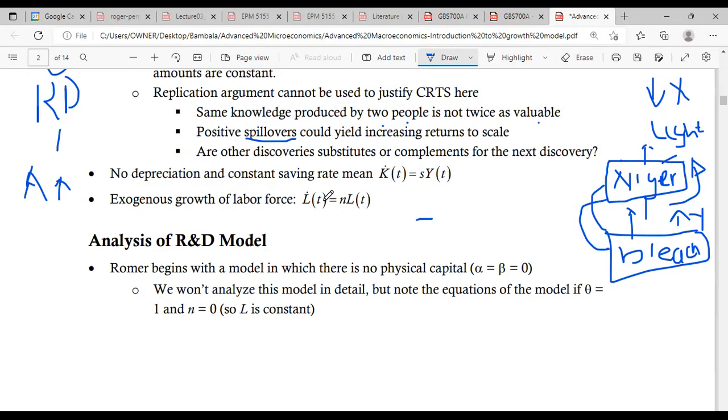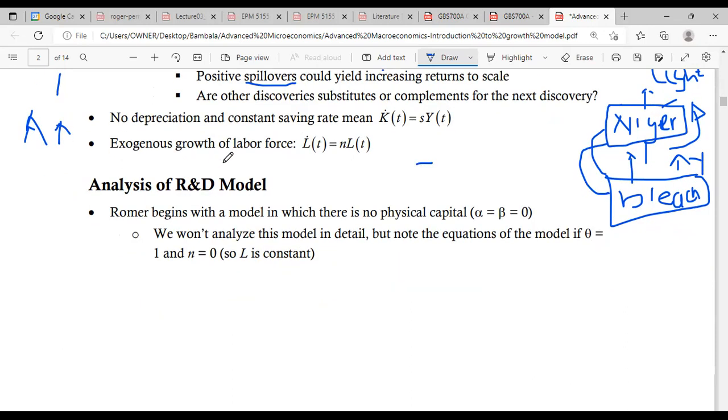So let's just move forward quickly. We're assuming that there's no depreciation. It's a constant savings rate. This is the formula: this is the savings rate, this is the output, this is the capital. So this is the constant saving rate. Then there is no depreciation. Please, it's very important that we note that depreciation is equal to zero. Then the growth of labor is also a constant. So this is the growth of labor and it is shown by that.